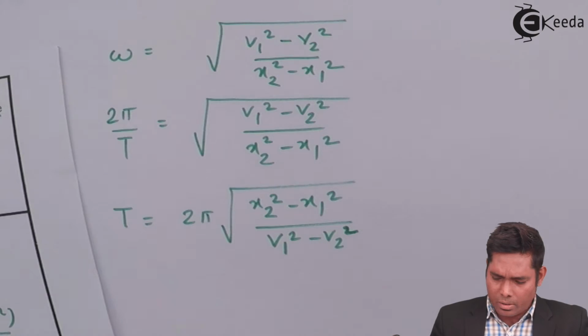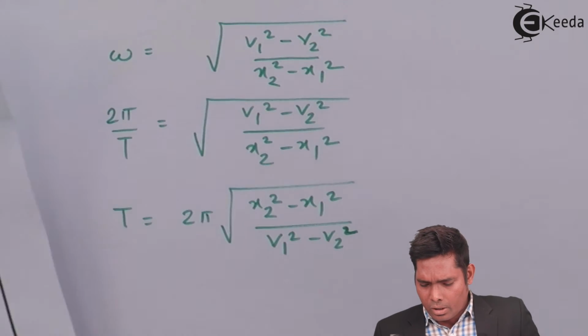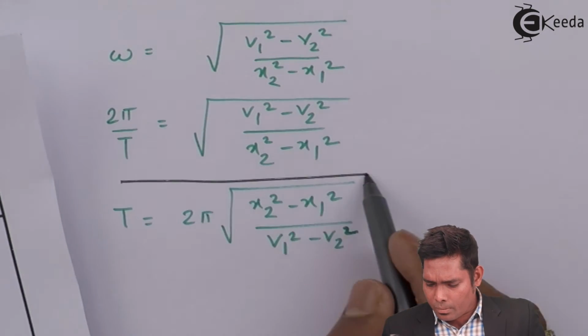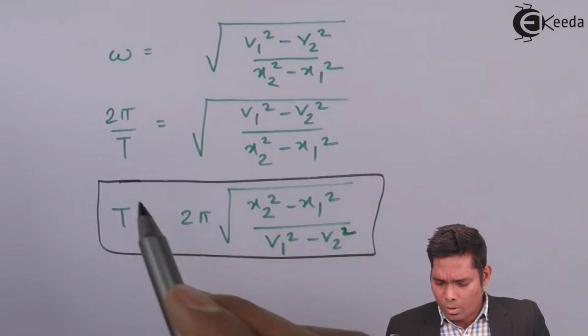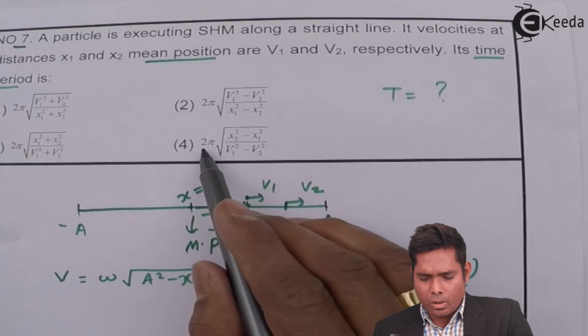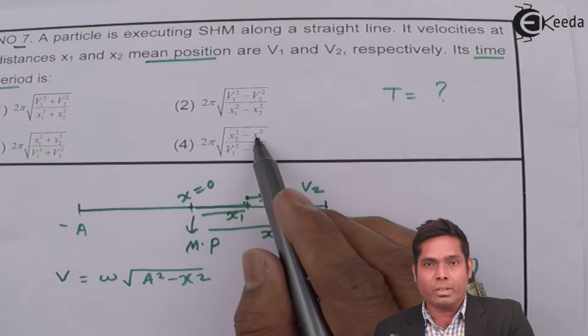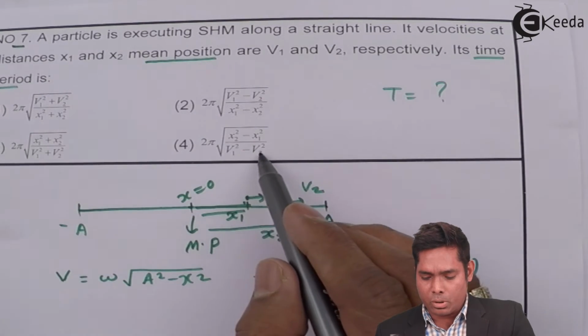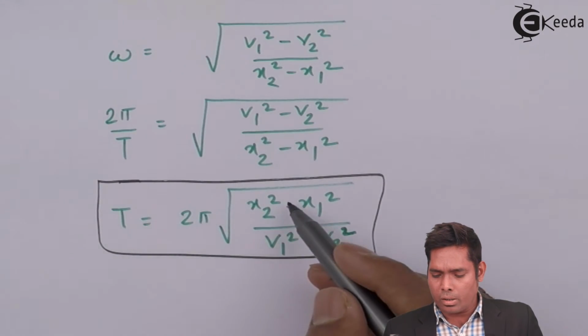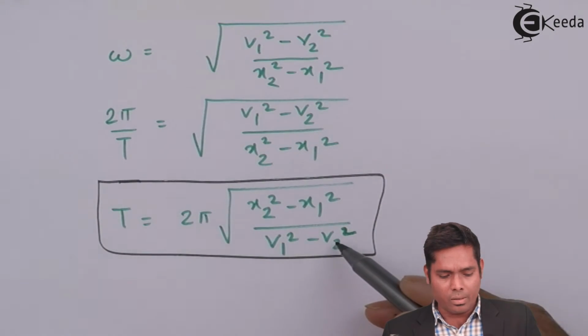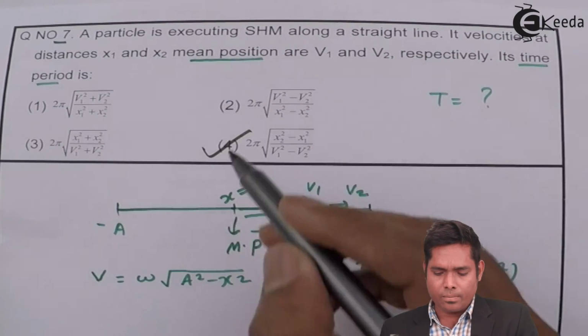If I look at the options, the time period comes out to be 2 pi under root of x2 square minus x1 square divided by v1 square minus v2 square. So this is x2 square, x1 square, v1 square, v2 square. So this option is correct.